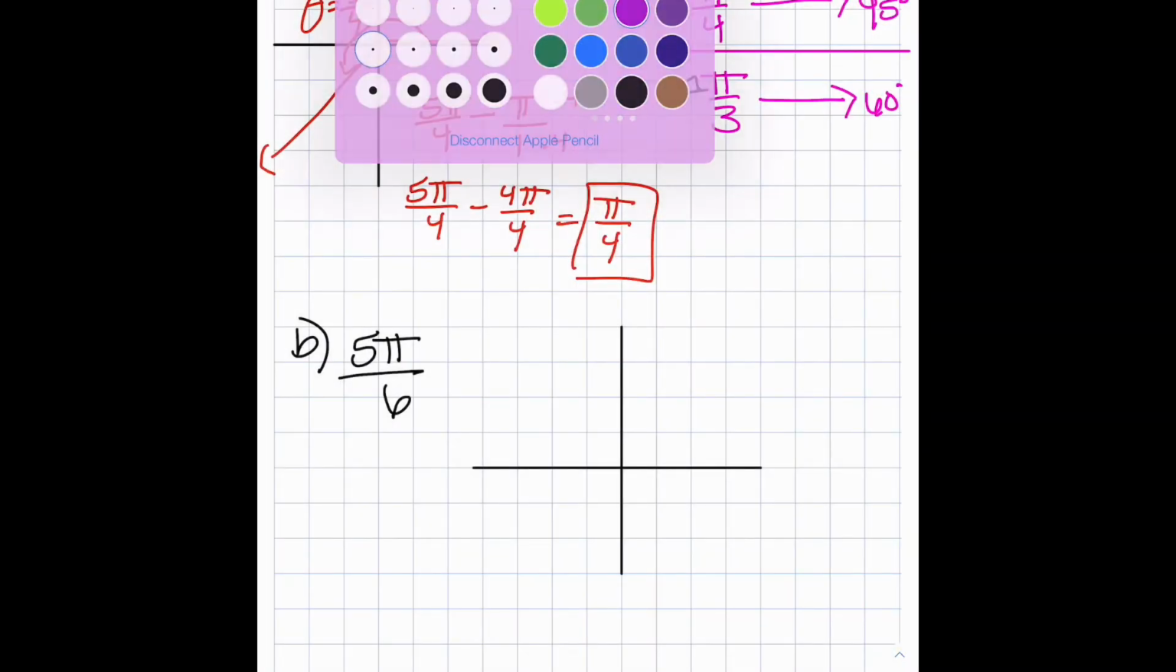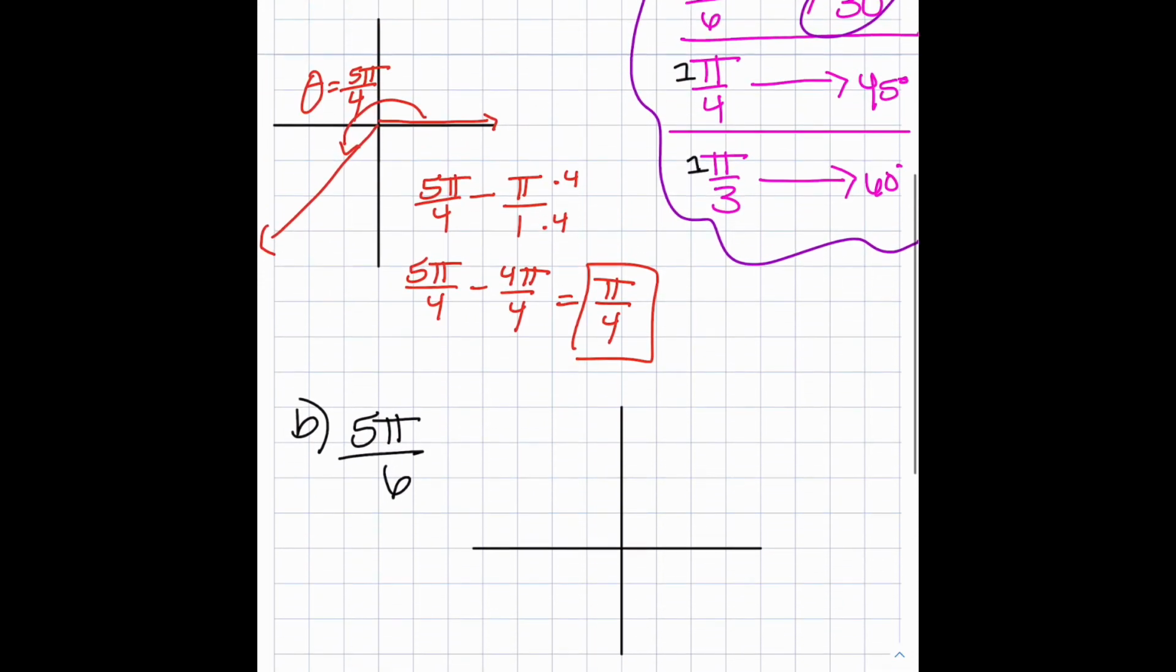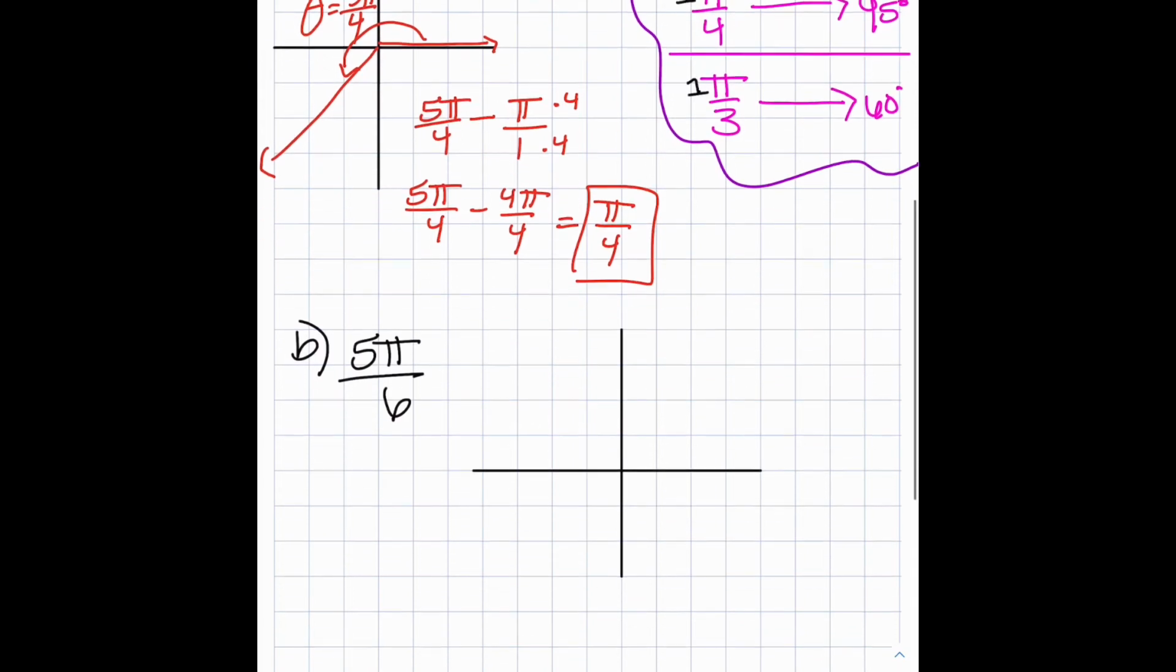And we'll change up the angle measurement that we were referring to over here for the side notes. So now we're working with 5 pi over 6. So now we're working with pi over 6 angles, which is 30 degrees. But 5 30-degree angles. That's how I like to think of it. Graphing these kind of takes practice.